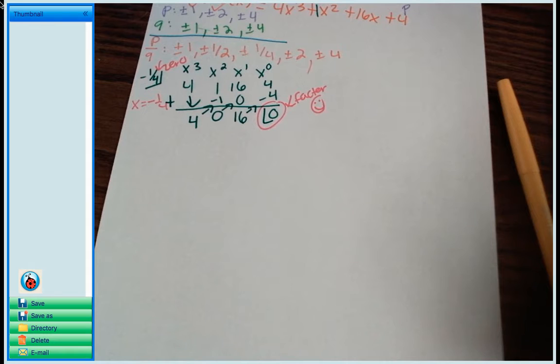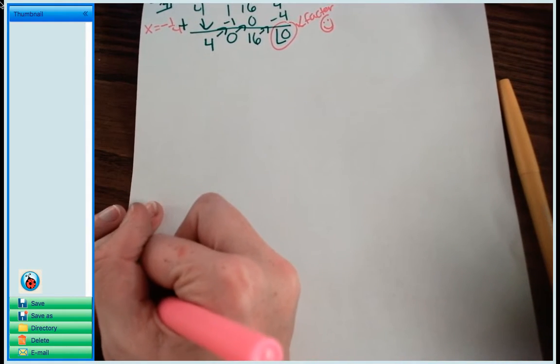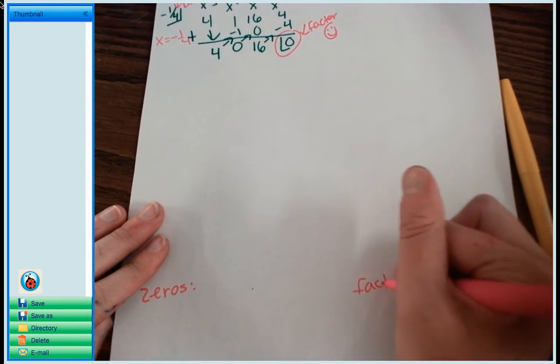Now, at the bottom, I'm going to be writing my final answer, and I'm going to be generating my zeros list, and I'm going to be writing factored form.